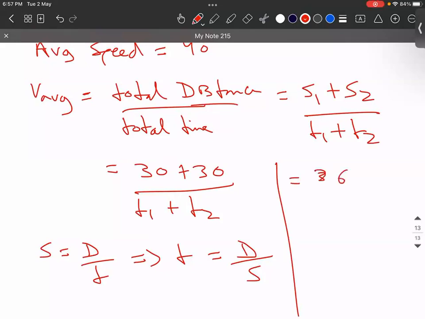So the total distance will be 60 obviously. This will be the distance by speed, S1 by V1, S2 by V2. Some of these values I know, some I don't know. Can I find it out? Yes, do it.